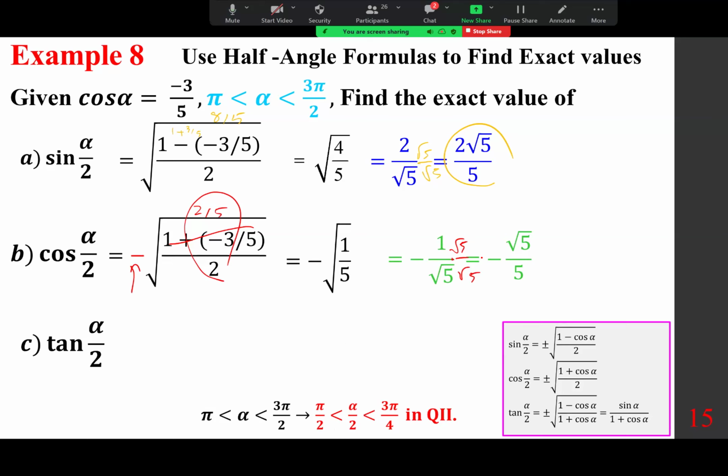Now, what about the tangent? As I mentioned before, I'm not going to use this formula, class. The reason I'm not going to use it is because I had to find sine and cosine, so I'm going to divide sine by cosine. That would be faster and easier, everybody.